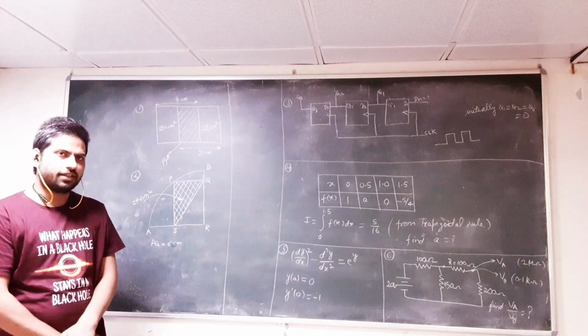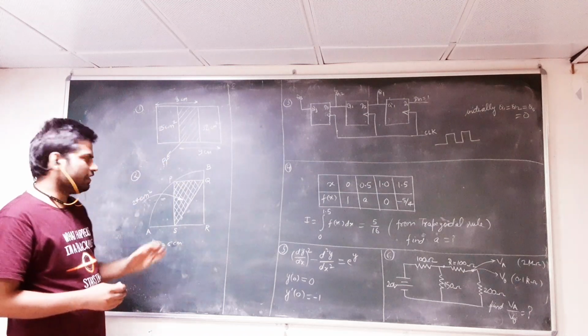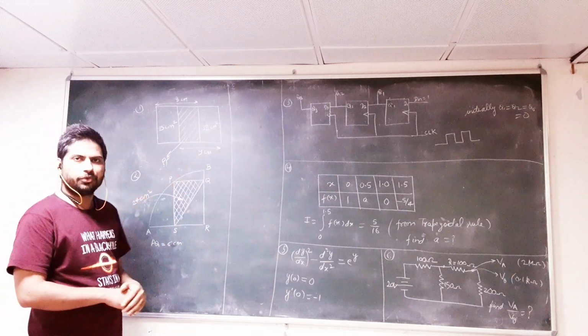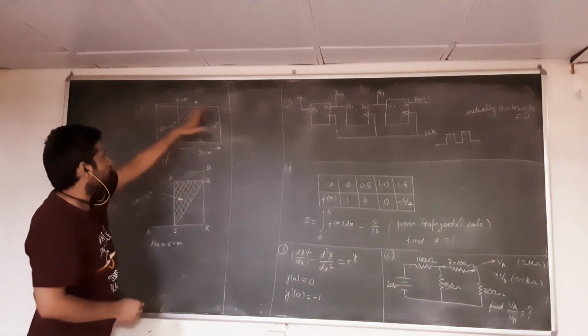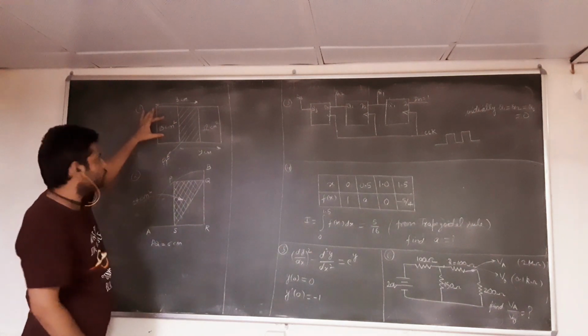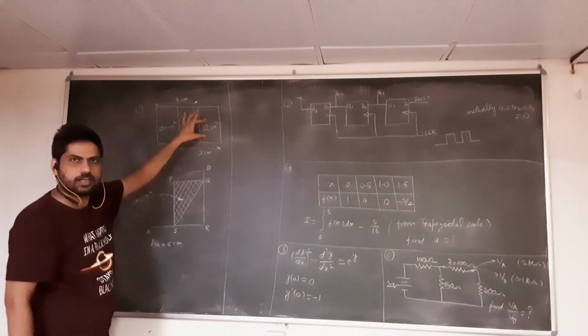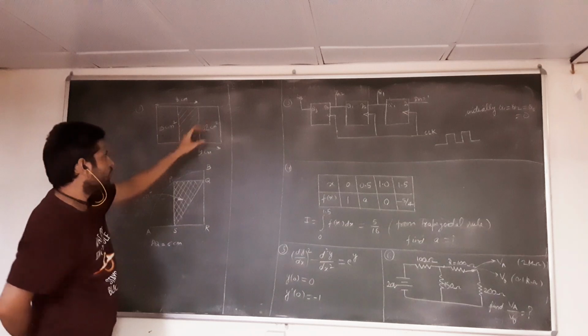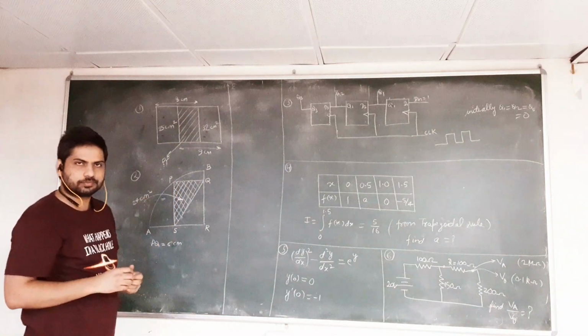So let's start these questions. The first question is related to area, or it is a general aptitude question. In this question, it has been given that the area of this particular rectangle is 25 centimeters square. The area of this third rectangle is 32 centimeters square. And the question asks what will be the area of this shaded region.